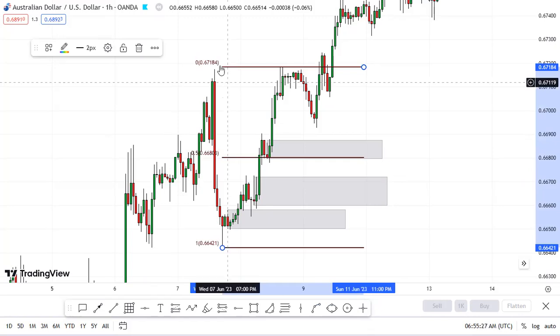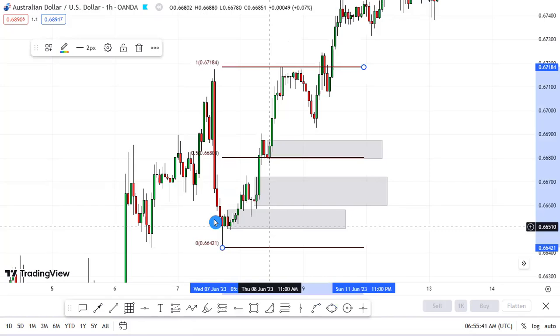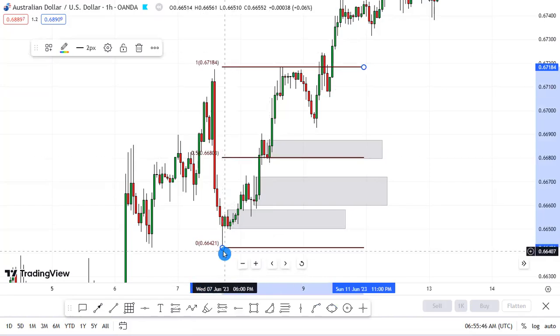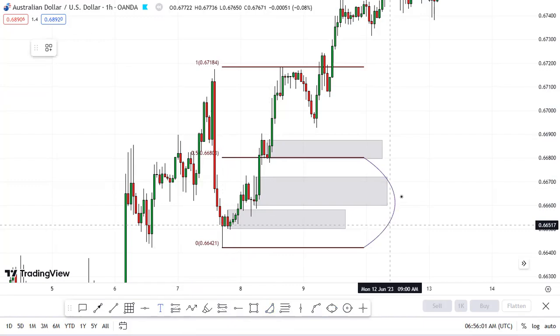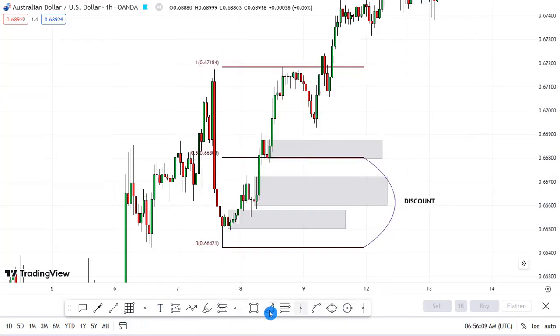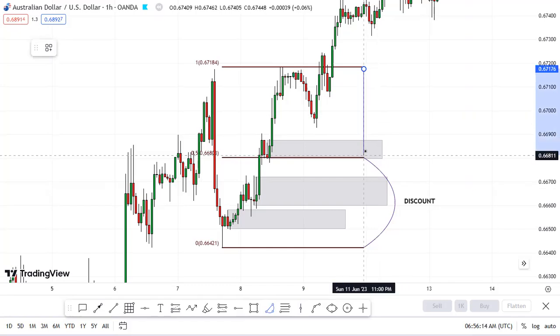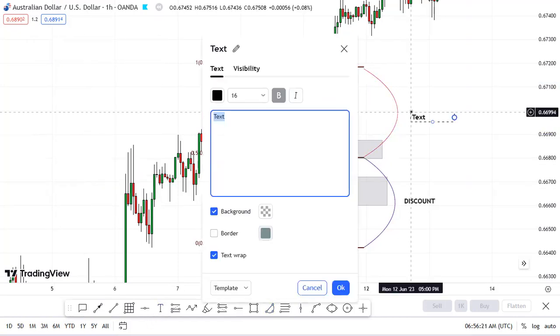So you see, from here this is 0, this is 0.5, and this is 1. This one is reversed, but you can use them in a different way. In a simple way, let's do it like that. As I said, from 0 up to 0.5 is a discount zone, so from here up to there, this is discount. And from 0.5 up to 1, this is premium.